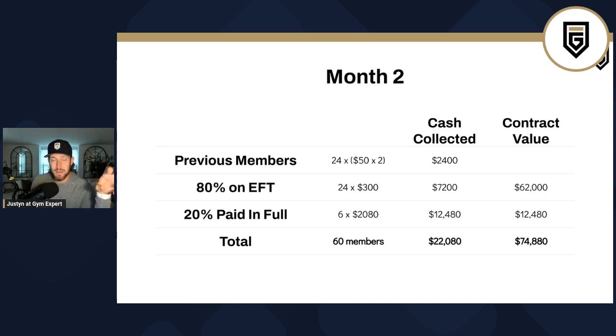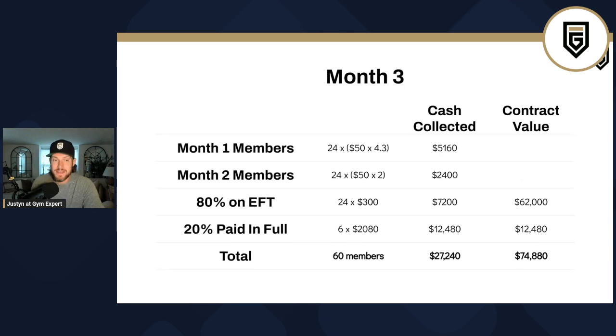So now we're at 60 members, and the cash collected now on month two is $22,080. So again, we just made just under 20,000 in month one, and just over 22,000 now on month two. So if we take a look at month three, this now is where things start to get really powerful, because we are now stacking month one members and month two members as we sign up 30 new people in month three.